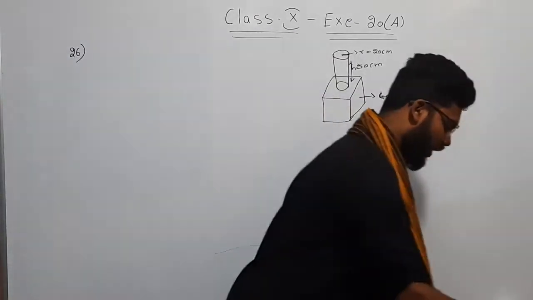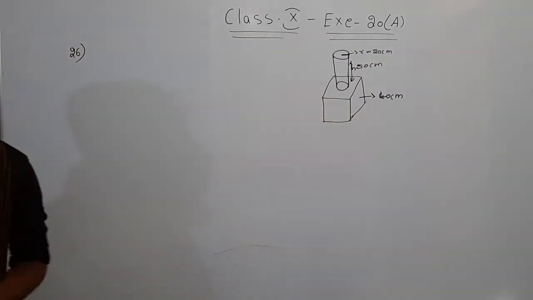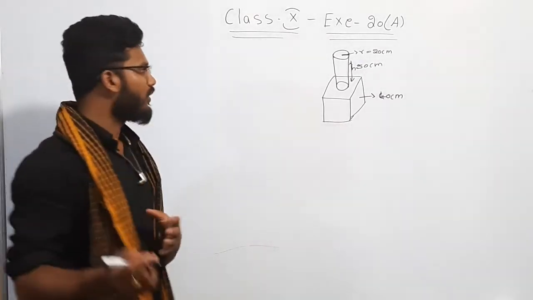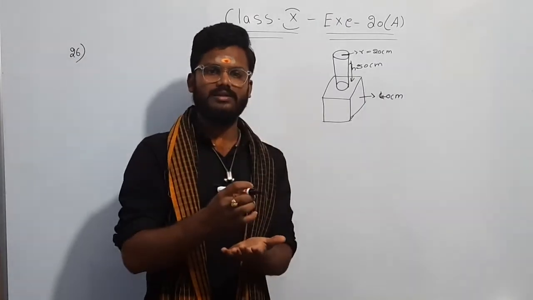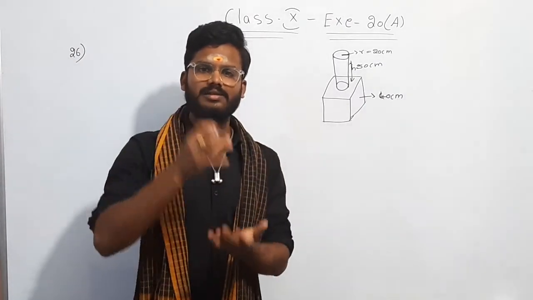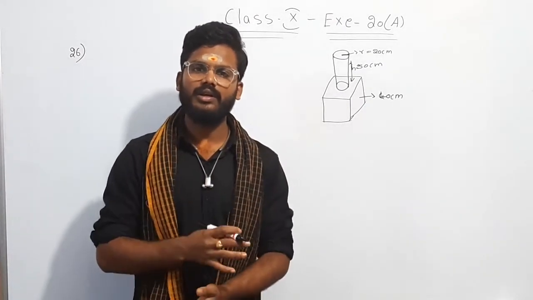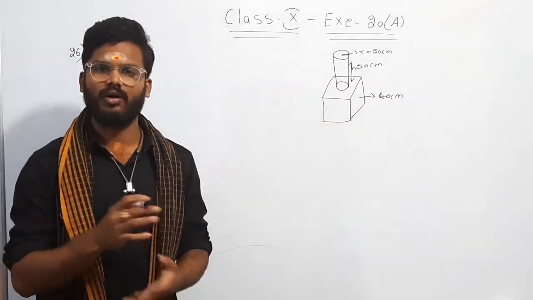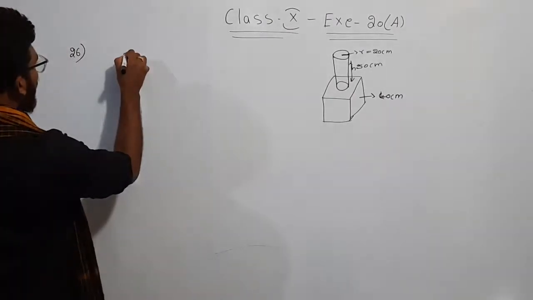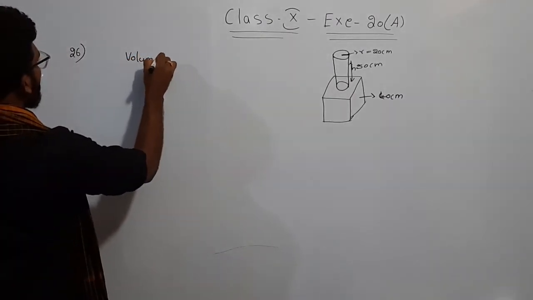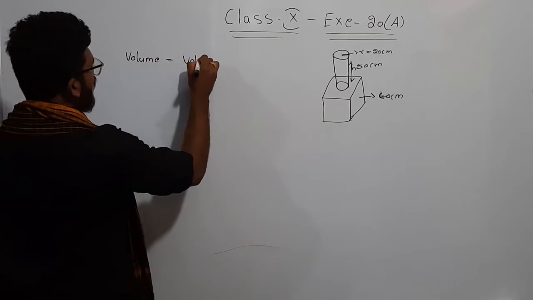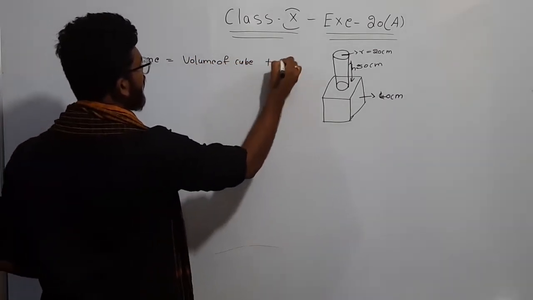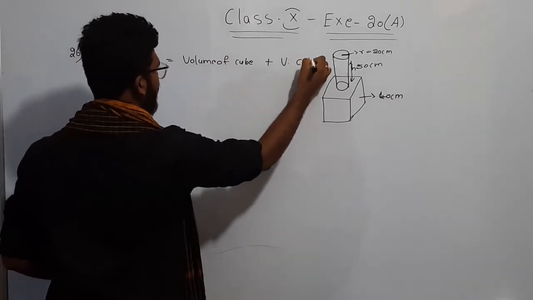See, first one, we have to find the volume of the whole solid, right? So in order to find the volume of the whole solid, how can you find volume? If we attach two solids, the total volume of the resultant solid will be equal to the sum of the volumes of two solids, right? Nothing changes in their volume. So volume is equal to volume of cube plus volume of cylinder, right?